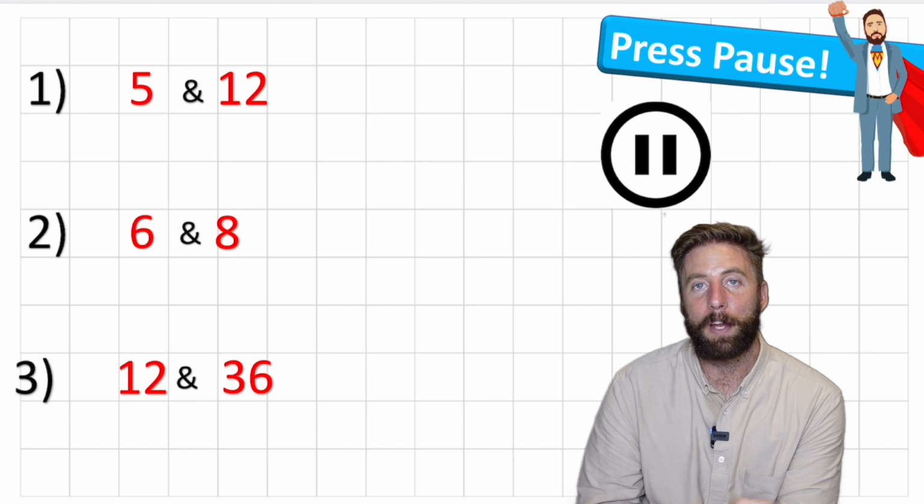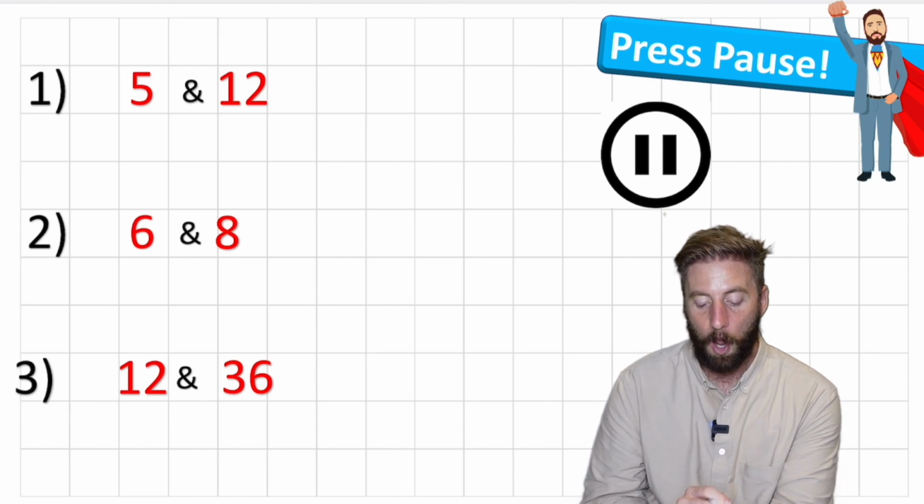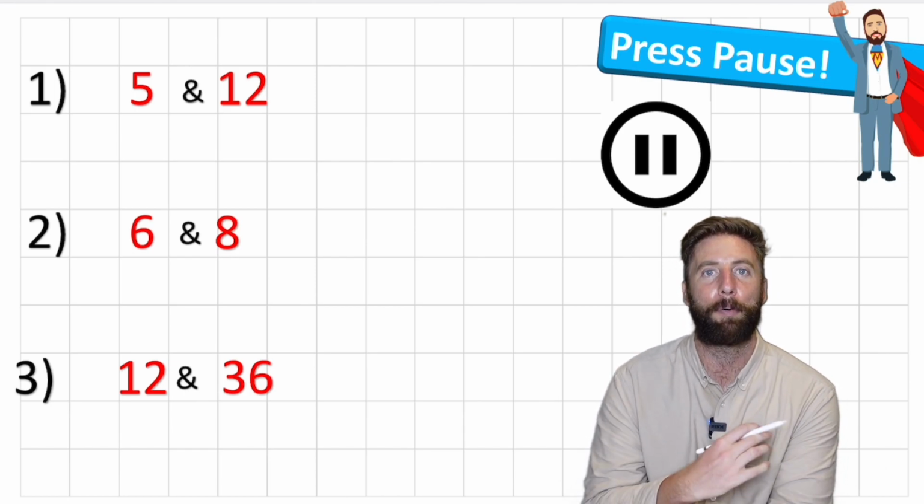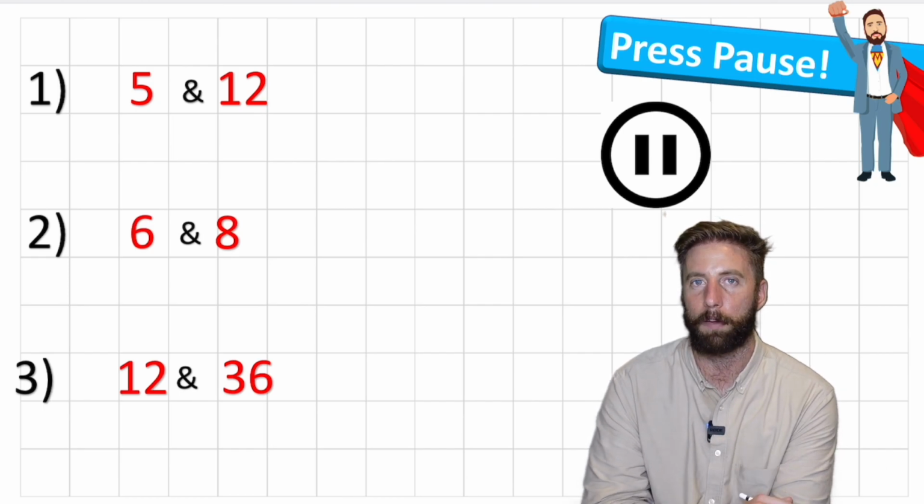Okay, I hope that was useful. Here are 3 questions for you. Try and find the lowest common multiple of all these sets of numbers and put the answer in the comment section. I'm going to try and mark every single one.